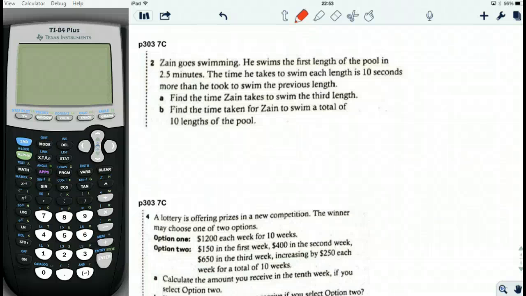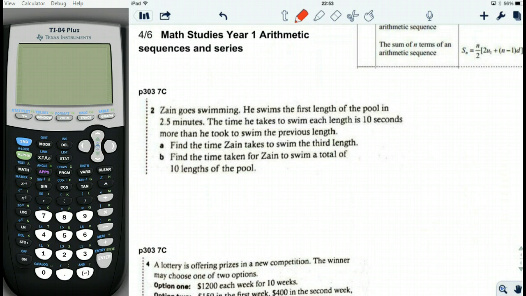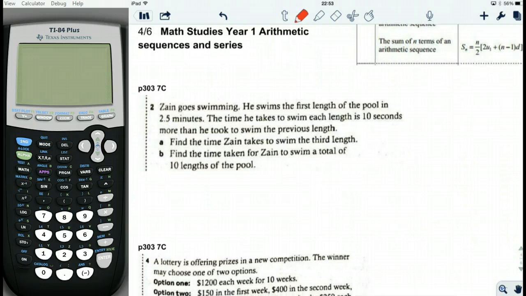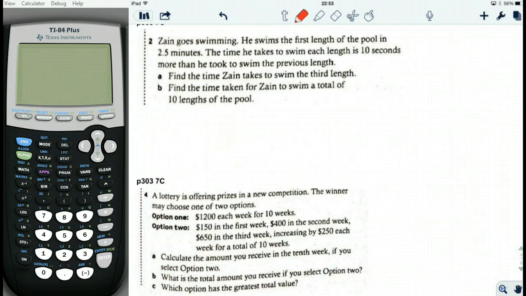Okay, page 4 of the Arithmetic Sequences and Series bookwork. Zane goes swimming. He swims the first length of the pool in 2.5 minutes. The time he takes to swim each length is 10 seconds more than he took to swim the previous length. Find the time Zane takes to swim the third length. Find the time taken for Zane to swim a total of 10 lengths of the pool.